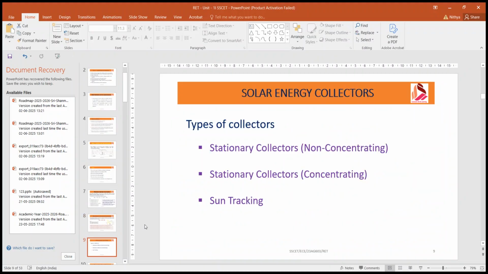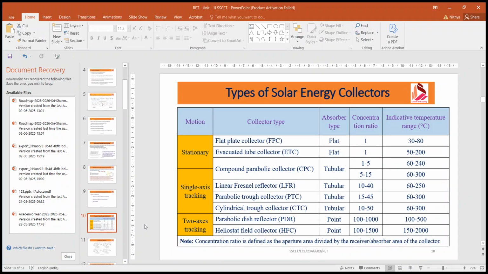So in these cases, how the energies have to be collected from the particular solar plate means there are different types of collectors. One is the stationary collector, also known as the non-concentrating type, and another is the concentrating type. Another one is the sun tracking system. So for the different types of solar energy collectors, based upon stationary, single axis tracking and two axis tracking, the concentration ratio and the temperature ranges vary.